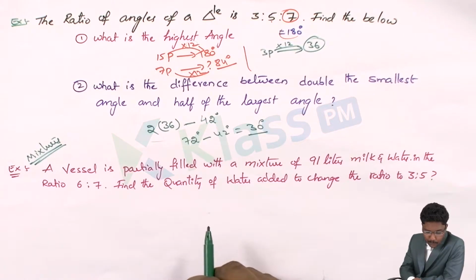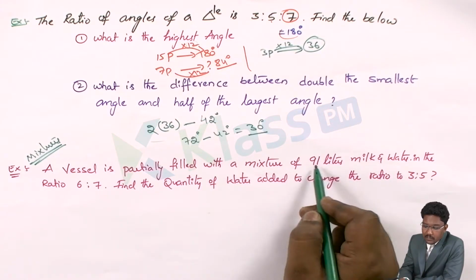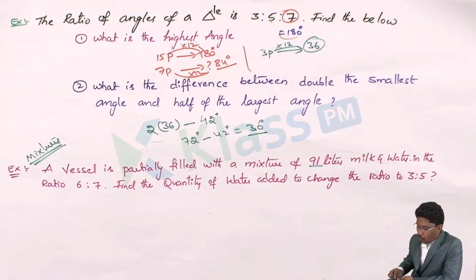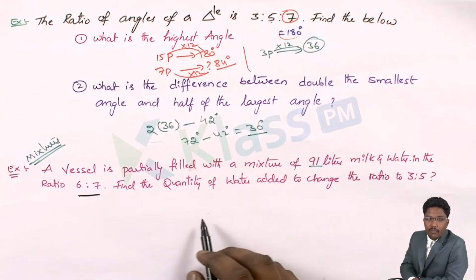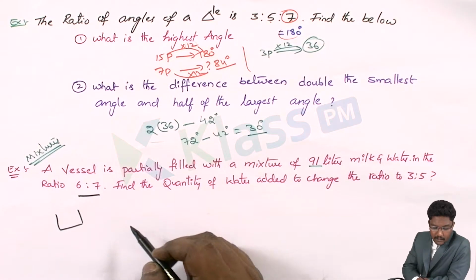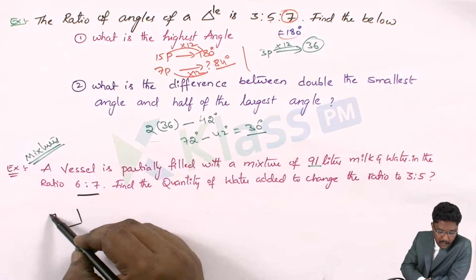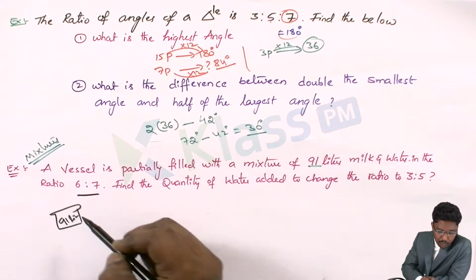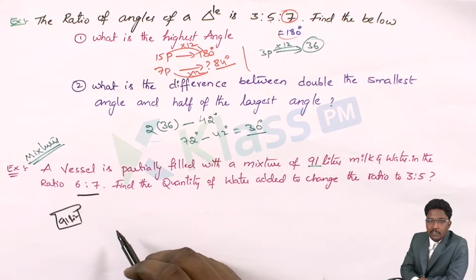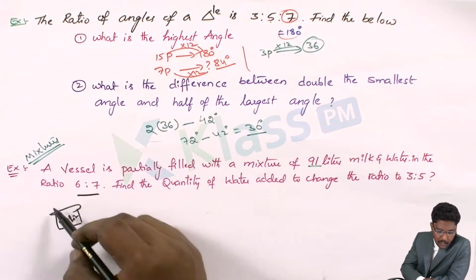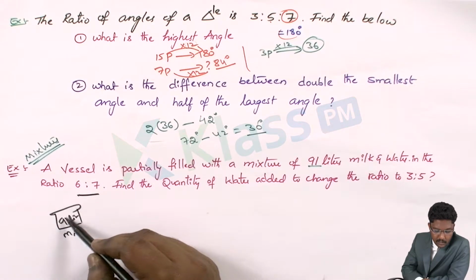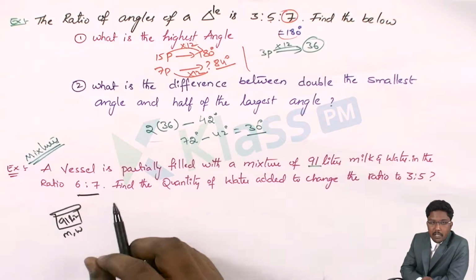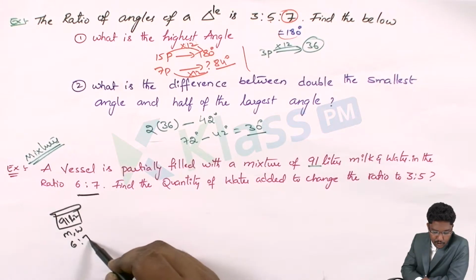Okay, a vessel is partially filled with a mixture of 91 liters of milk and water. They are in the ratio 6:7. Find the quantity of water added to change the ratio. These are the ratios, not the values. I have a container, a tank or a vessel, with 91 liters of mixture. Mixture means mixing of two items; here milk and water are mixed, and this vessel contains 91 liters of the milk and water mixture. They are in the ratio 6:7.